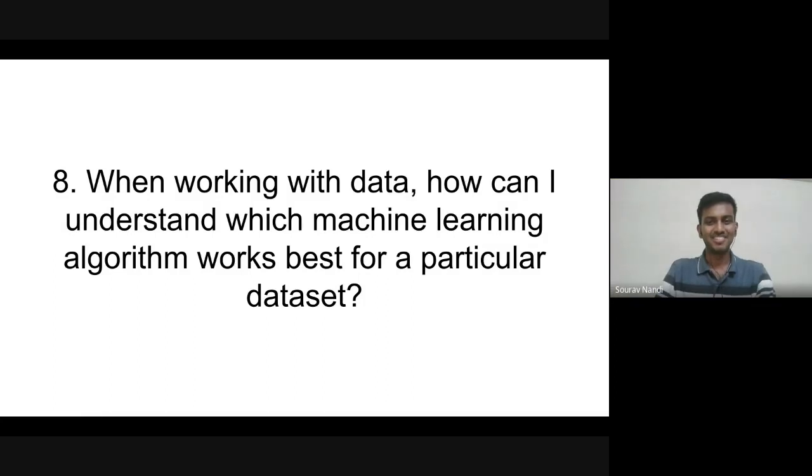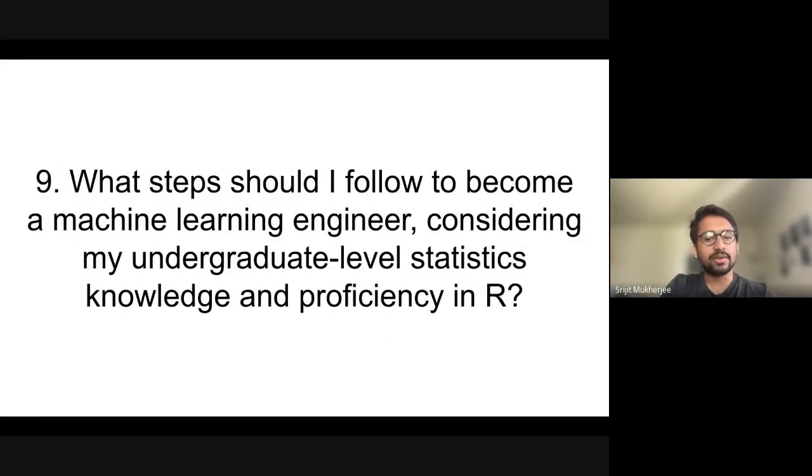So true, absolutely. So 9th question: what steps should I follow to become a machine learning engineer, considering my undergraduate level statistics knowledge and proficiency? I really don't know much about it. Machine learning engineer. I think Sourav and Tanujit know a lot about it, surely, or to give you some views.